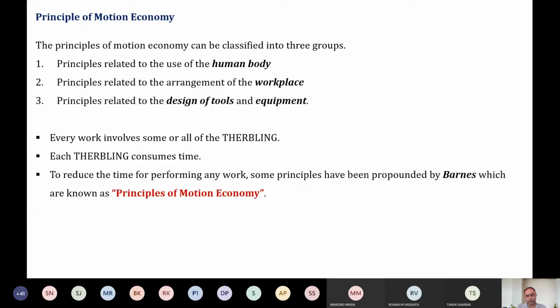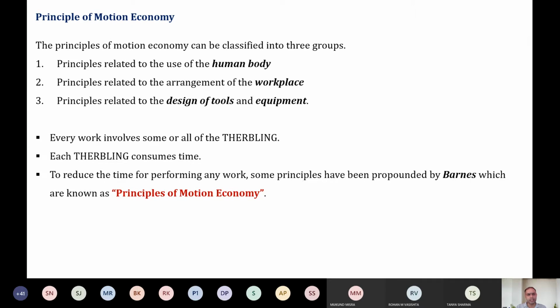Next is principles related to workplace arrangement. For example, at which height I should place my laptop, how many hours I should use my laptop, what should be the height of the desk, what should be the height of my study table, how the bench can be fitted to the table, where I should fix that, where to keep things, and how to arrange the things in my working place. All these things come under the second principle, that is, principles related to the arrangement of the workplace.